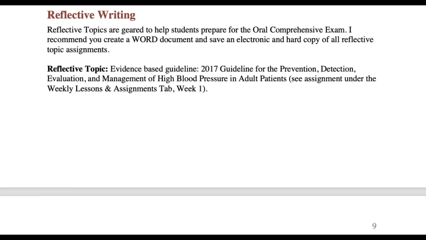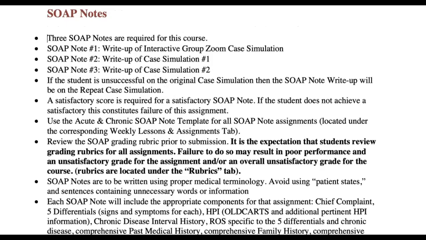All reflective writings, reflective topics you'll be looking back upon in preparation for the oral comprehensive exam this fall. Three SOAP notes this summer. You're going to be writing up the group interactive case simulation and the two individual sims.